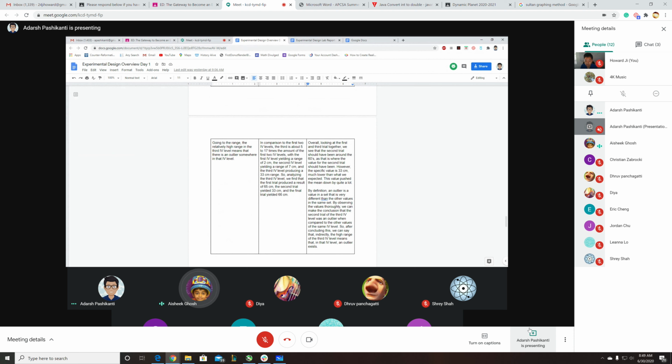So going to the comparison between your range and the other ranges, you should have that so that you can note how low the values of the other ranges are in comparison to the third range. And then you can use that to say, oh wow, this is a very big range. So we know that there is an outlier somewhere in this data. And like I said, the high range of the third IV level means that in that IV level an outlier exists.